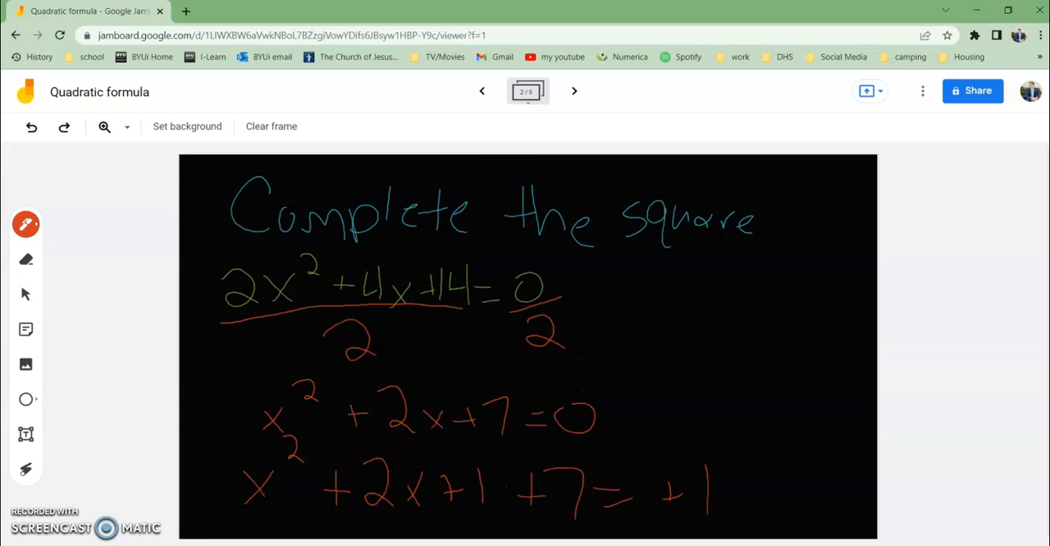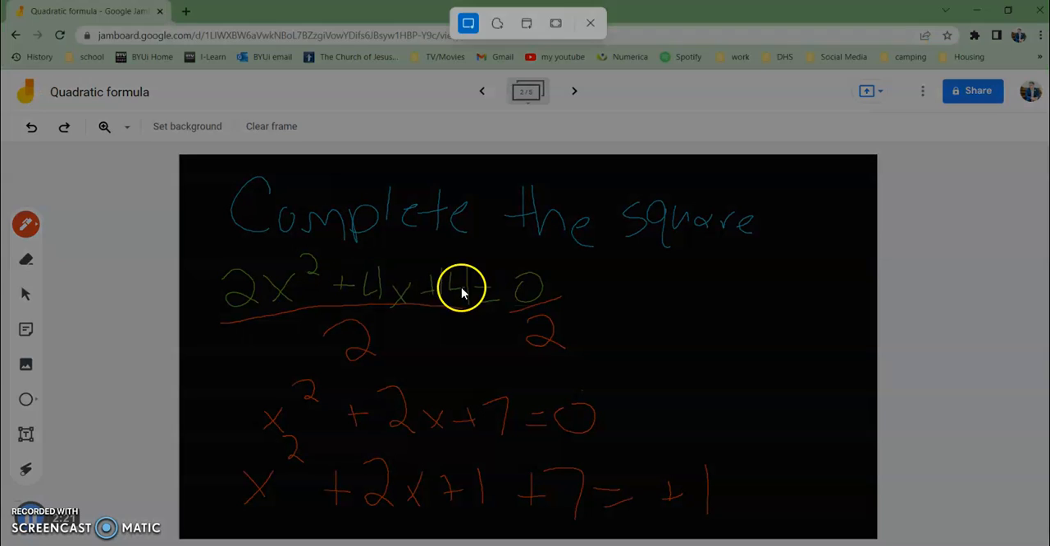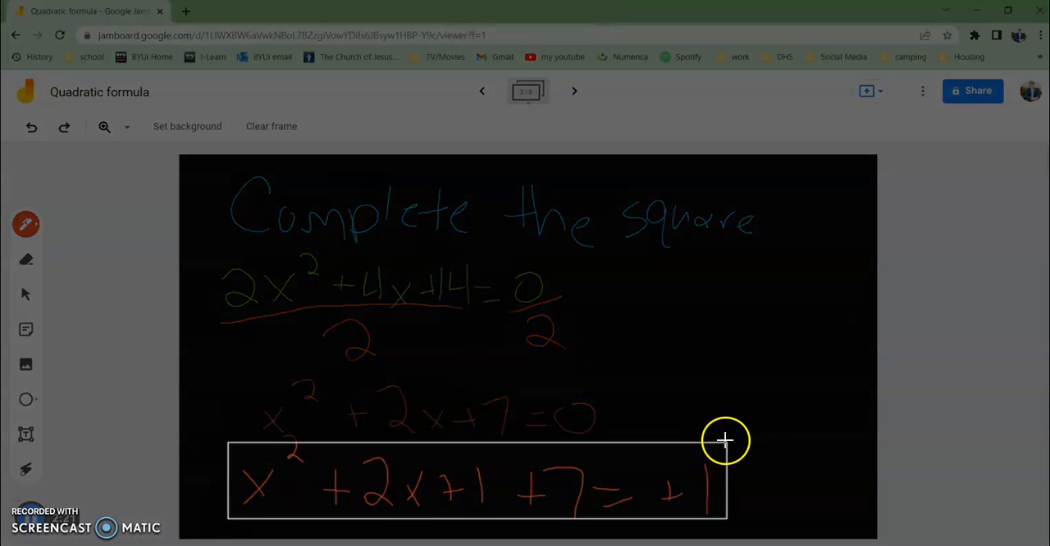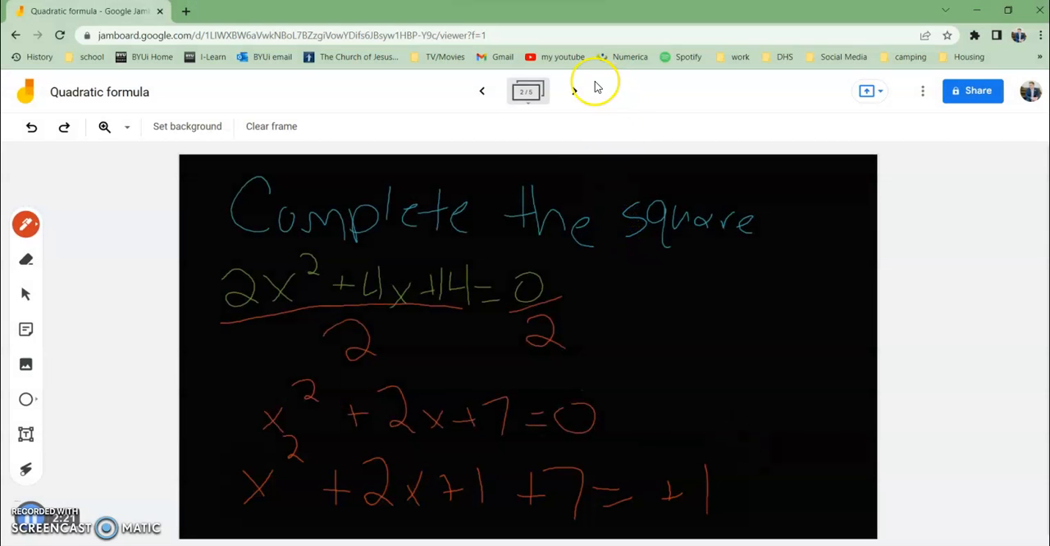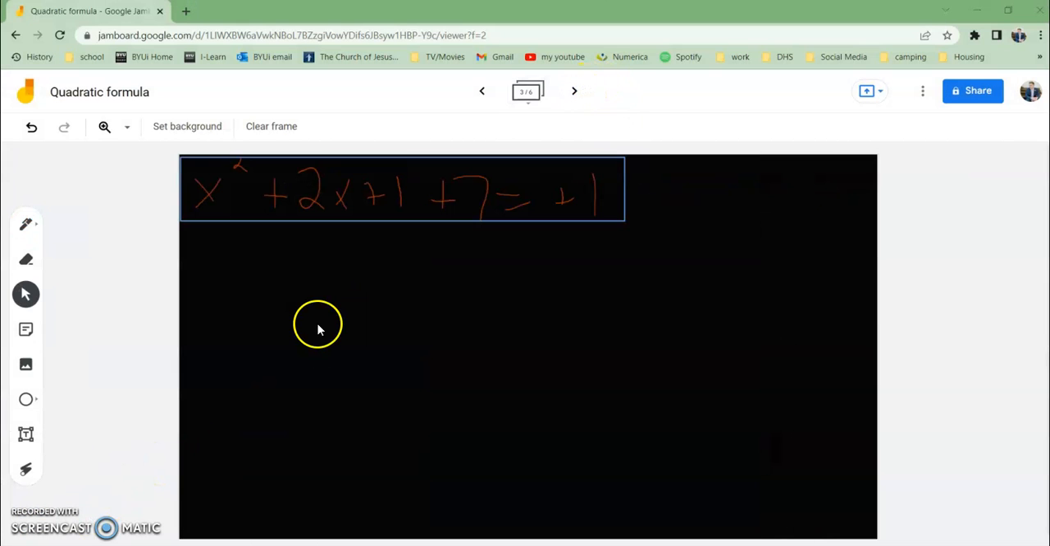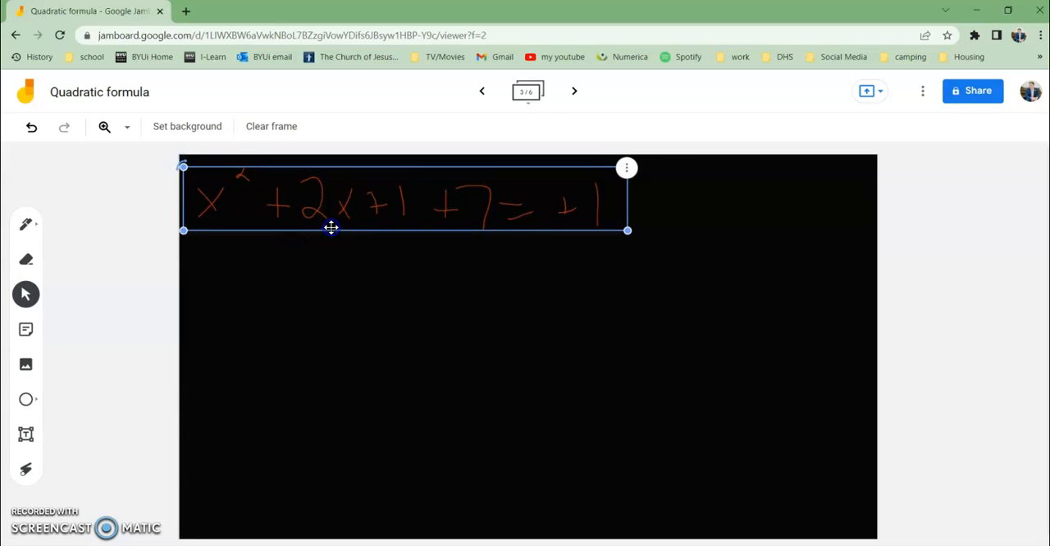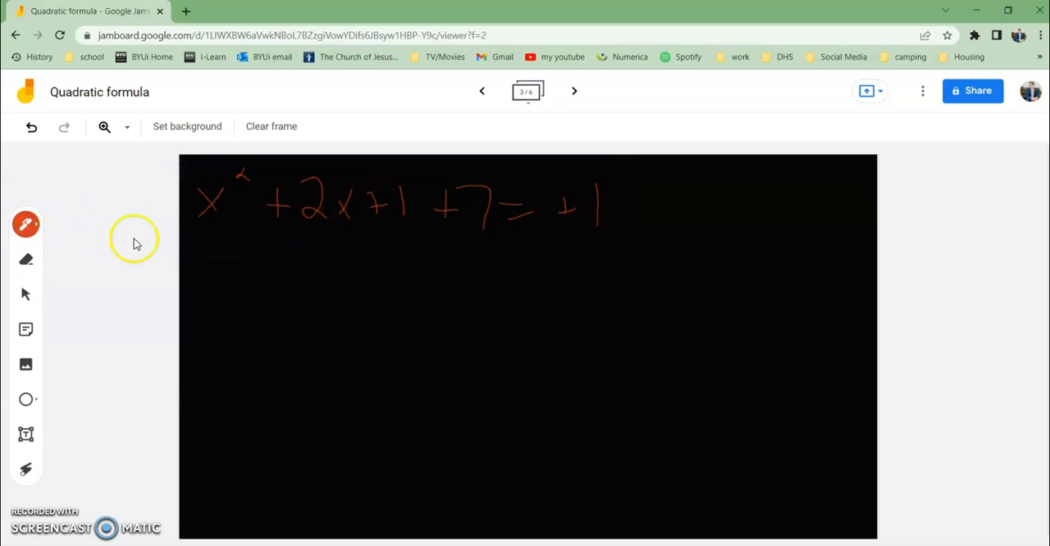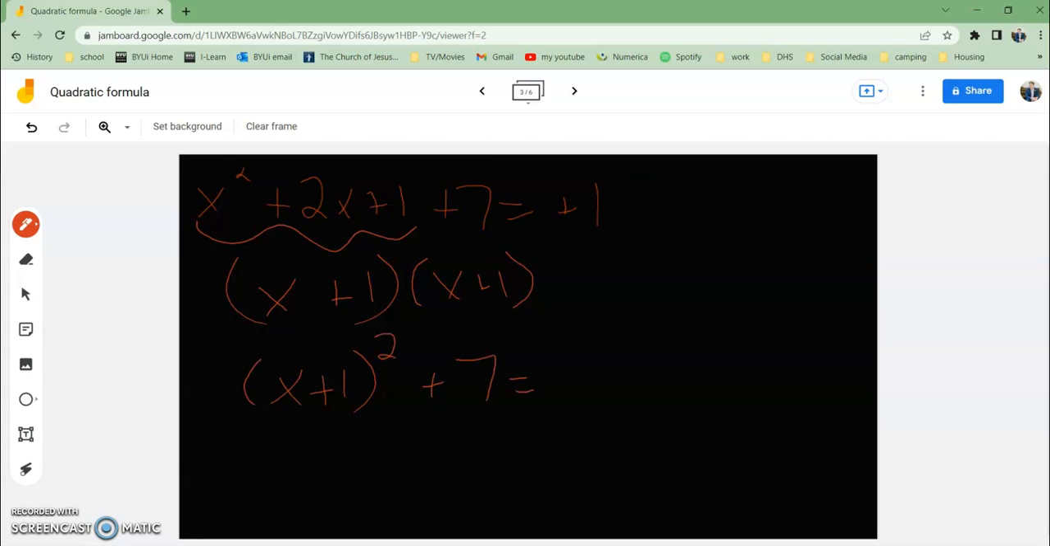So now, let's focus on this right here. Okay, so now we have this back out again. So the reason why we did that is because let's focus on this thing right here. If we factor that, that's actually going to be x plus 1 times x plus 1. Oh, and that's just x plus 1 squared. And we solve that plus 7, and that equals 1.